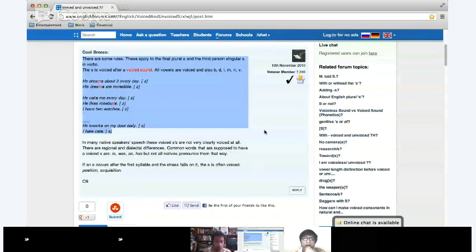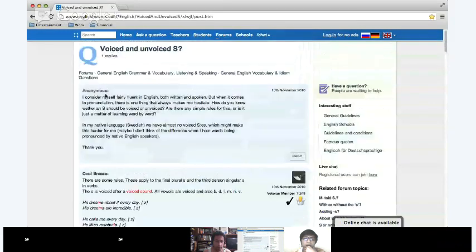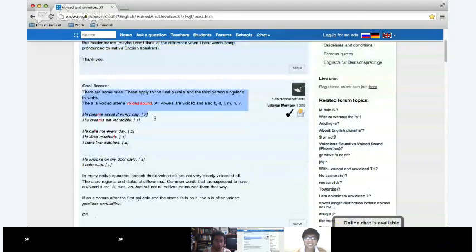The anonymous was a question that someone had asked, and this was our answer here. So let's read through this answer from Cool Breeze. Right here where it says there are some rules. These apply to the final plural S and the third person singular S in verbs. The S is voiced after a voiced sound. All vowels are voiced, and also B, D, G, L, M, N.